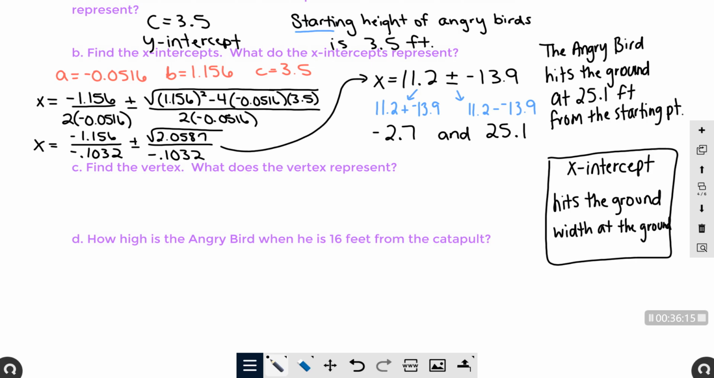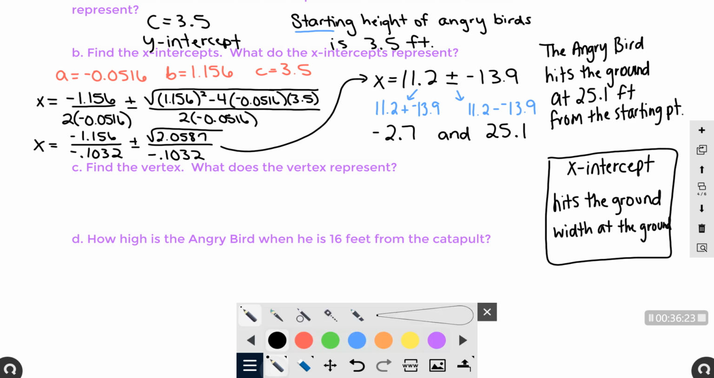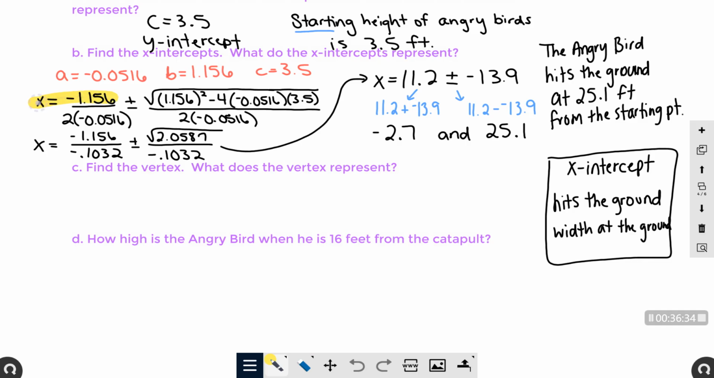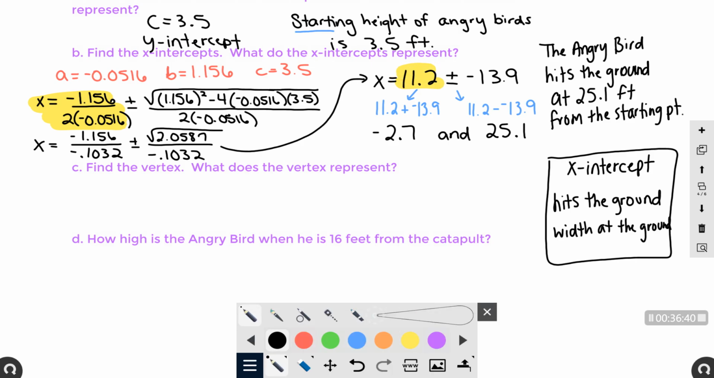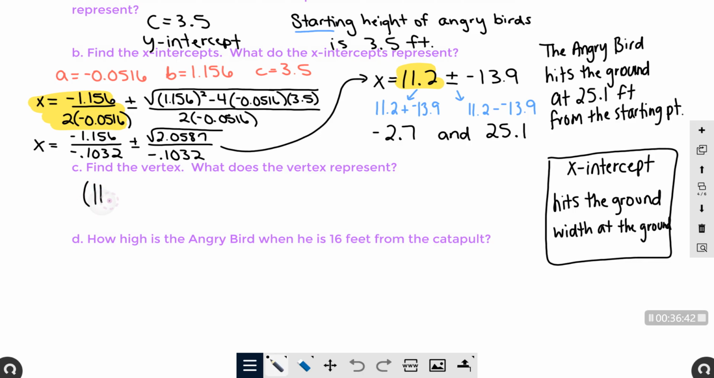All right, two more questions real quick. Part C says find the vertex. Well, we actually already started finding the vertex, didn't we? What's the little equation that helps us with vertex? Opposite of B over 2A, which we already found to be 11.2. So our vertex is 11.2 comma what?